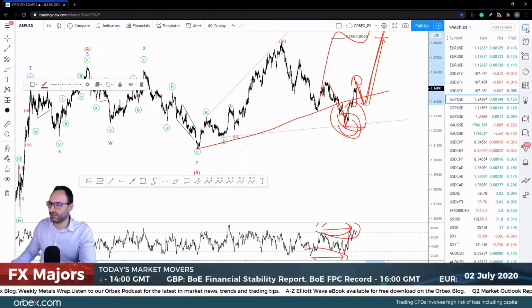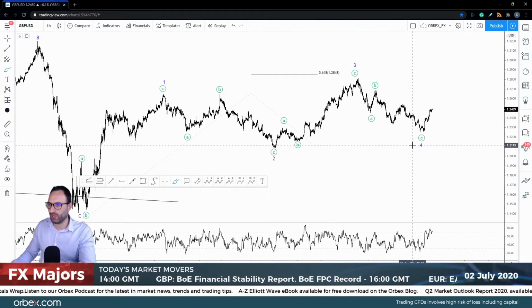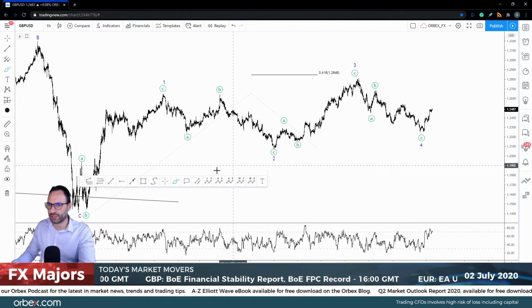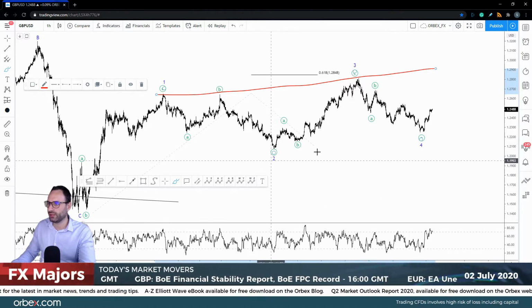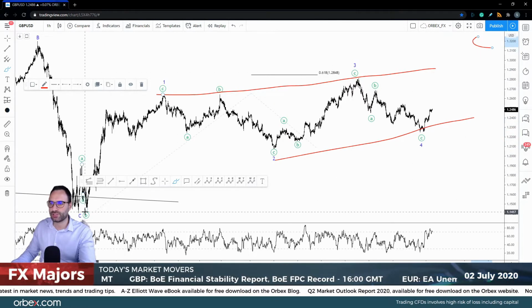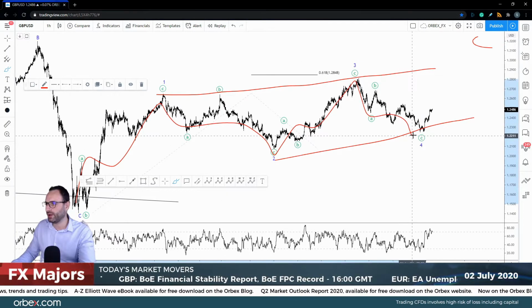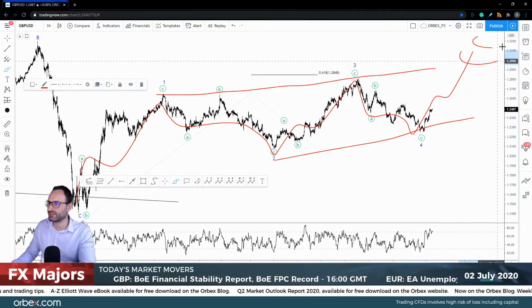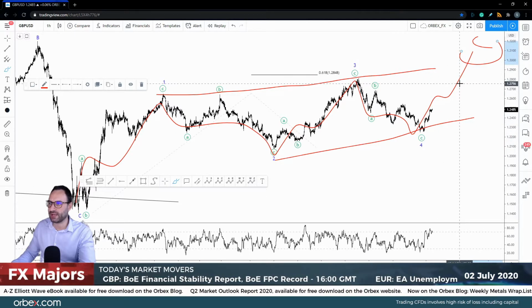Now, the other case I'm looking at, because I was looking at this this morning, due to its corrective structure, is this potentially being an ending triangle in wave C up here. Which means that this is 1, 2, 3, 4, and we're going to see again an ABC to the upside. However, this scenario is looking at this being an ending triangle rather than anything else.